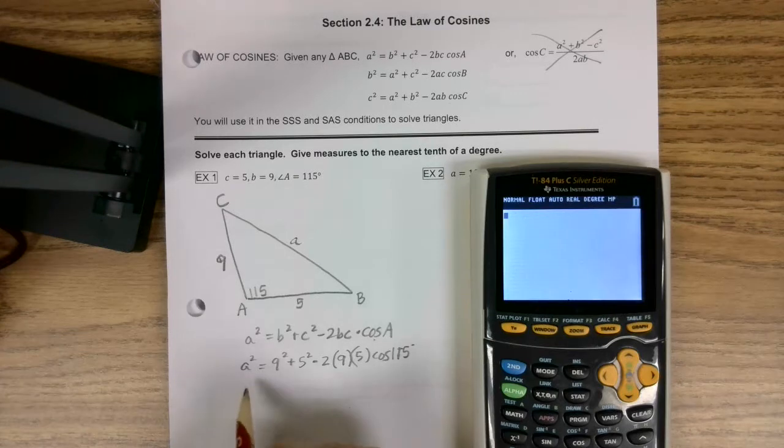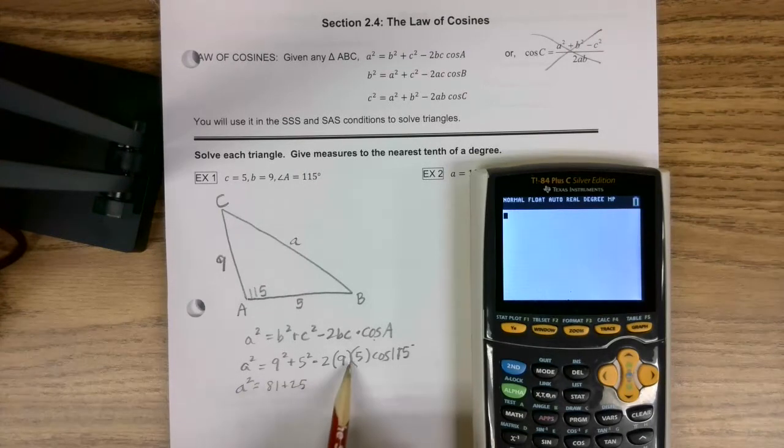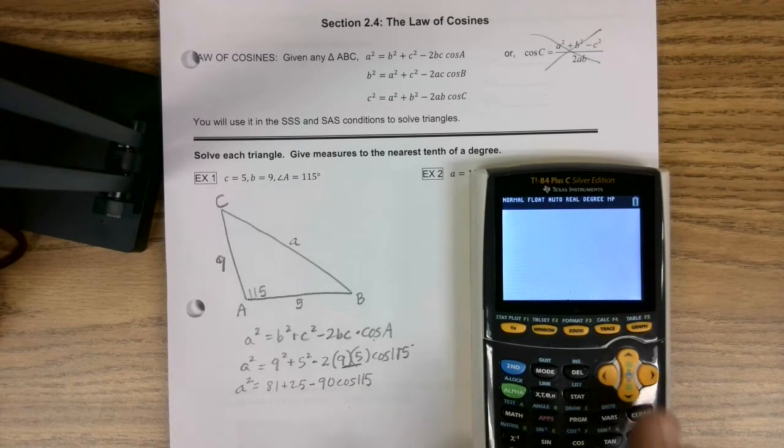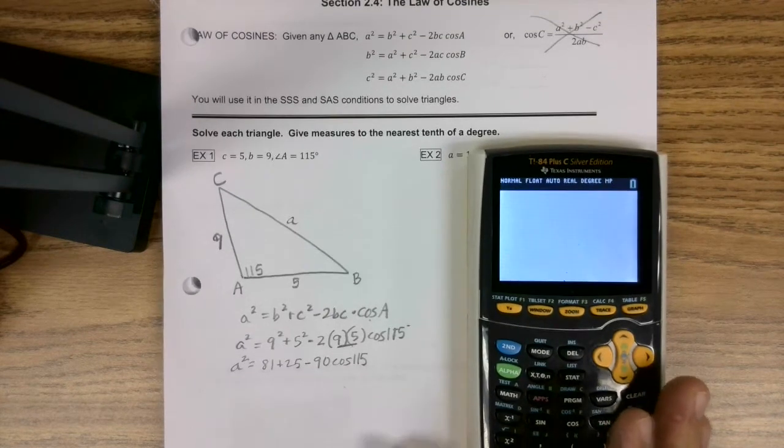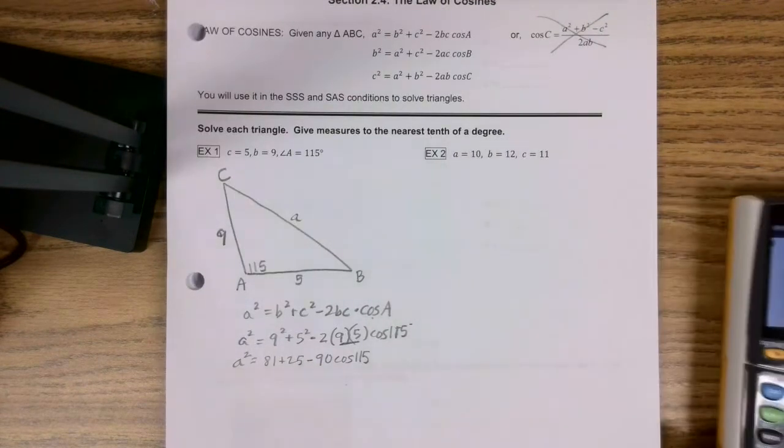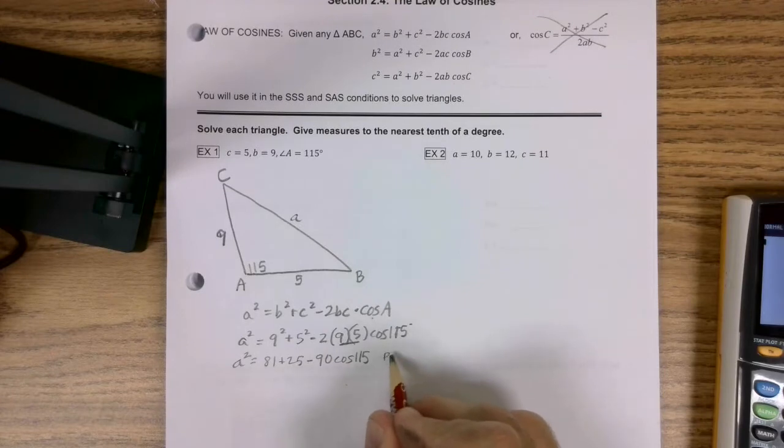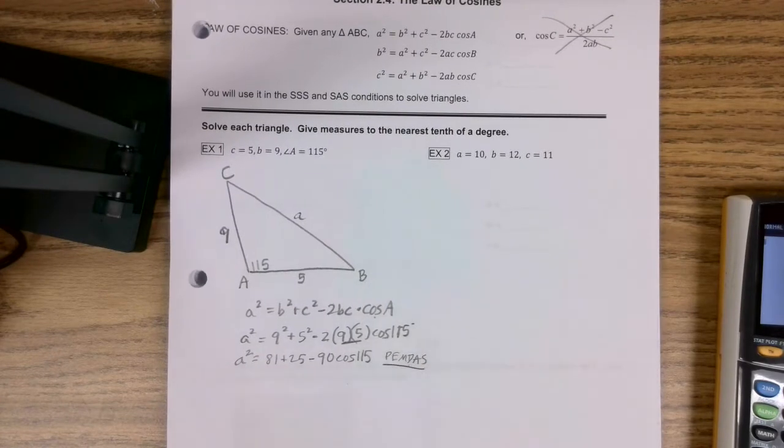And here we go. We can do a little bit of this in our head. A squared equals 81 plus 25. And this is 45 times 2, which is 90. So I'm going to go minus 90 cosine of 115. Now, it's never too late to start talking about the basics. This is an area where students make mistakes because they don't remember their good friend PEMDAS. You didn't learn that for no reason. You learned it for now.